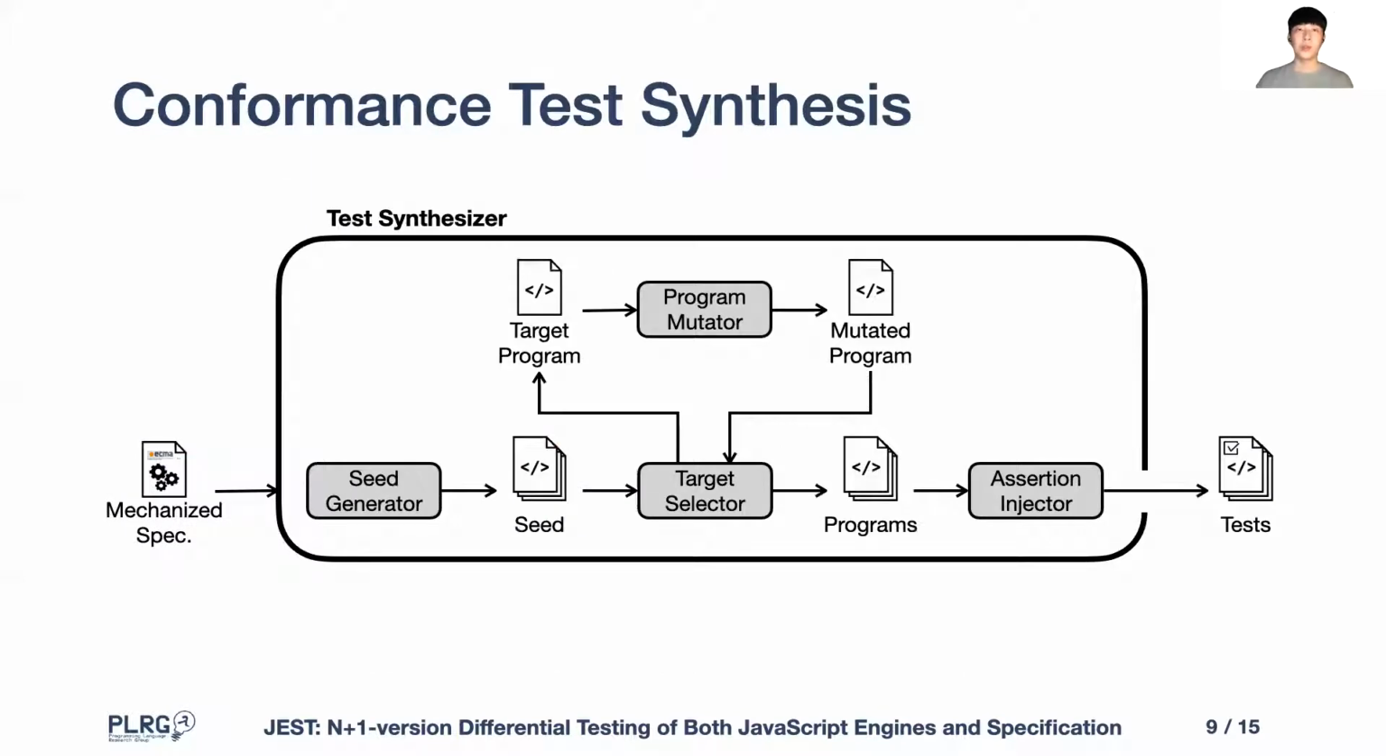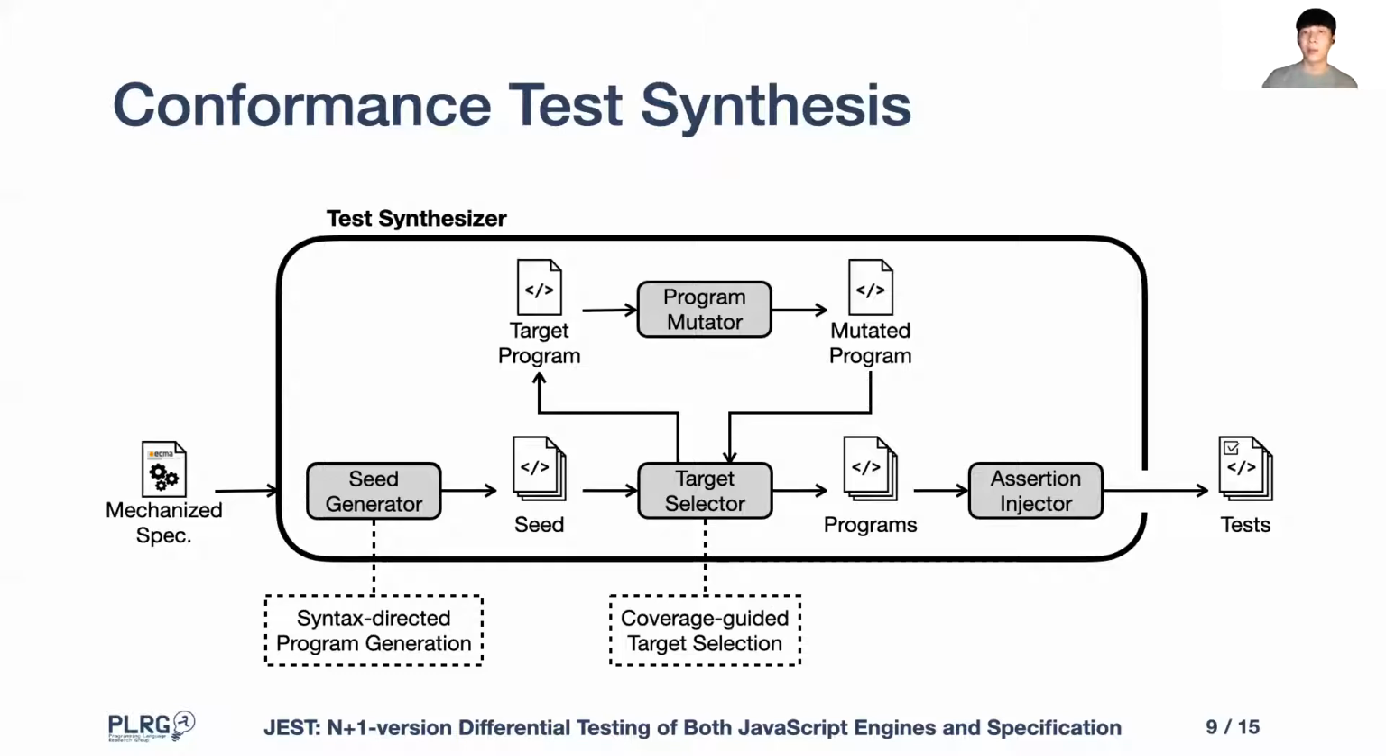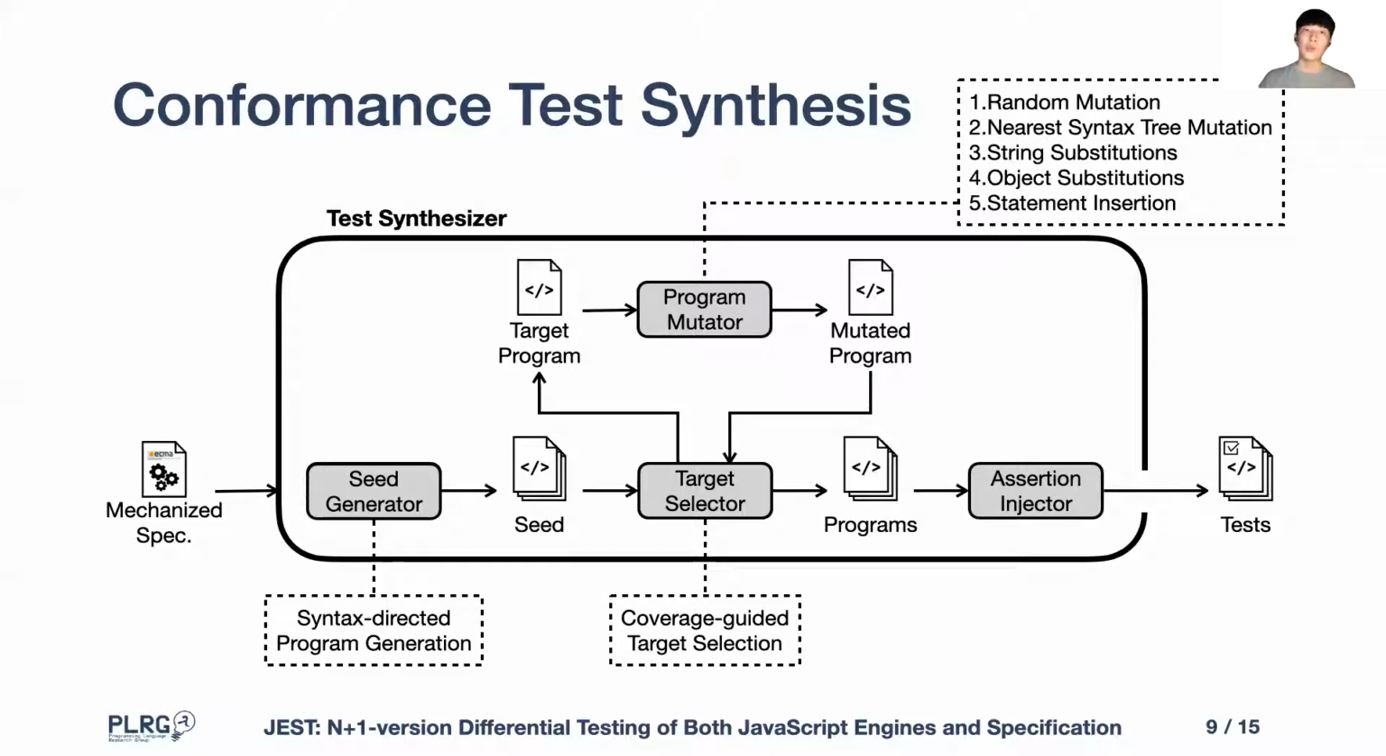The test synthesizer consists of four submodules parametric with the extracted mechanized specification. First, the seed generator utilizes the language syntax to generate seed JavaScript programs as the initial program pool, and the target selector selects a single target program in the program pool guided by semantics coverage. Then, using five different mutation methods, the program mutator tries to construct a new mutated program that increases the semantics coverage and adds it to the program pool. The target selector repeats this process until the semantics coverage converges.